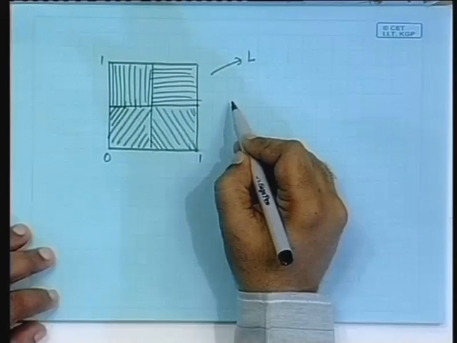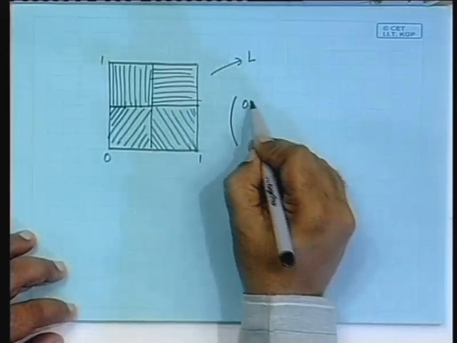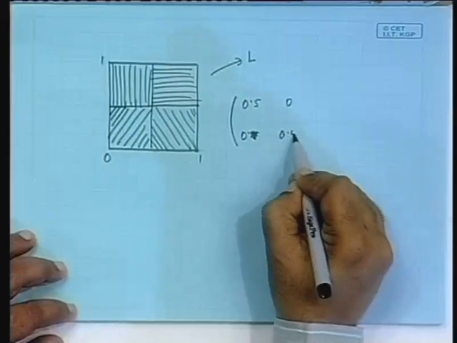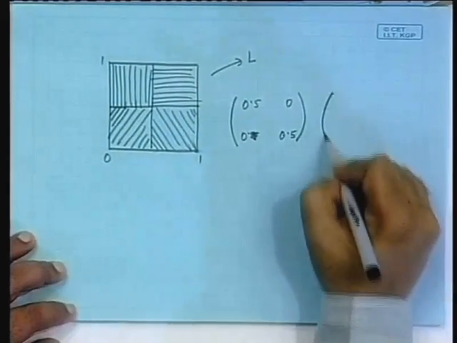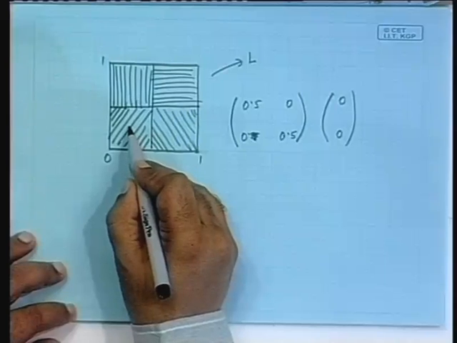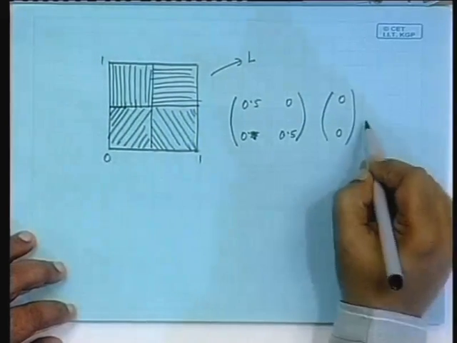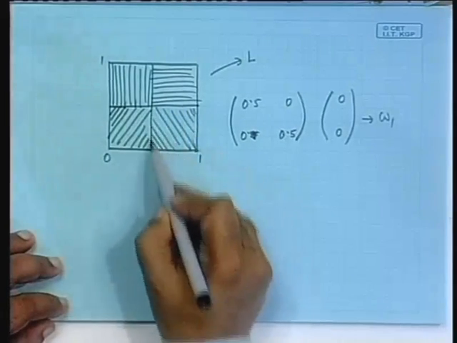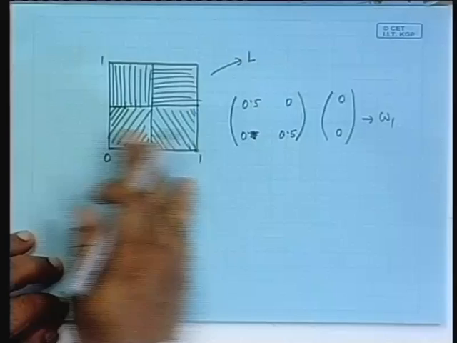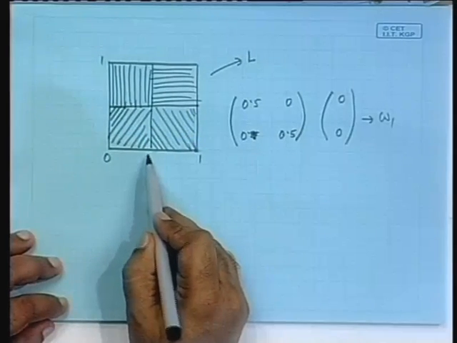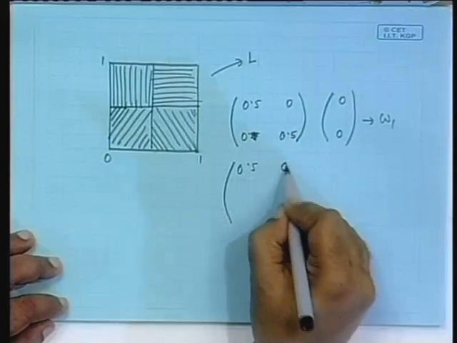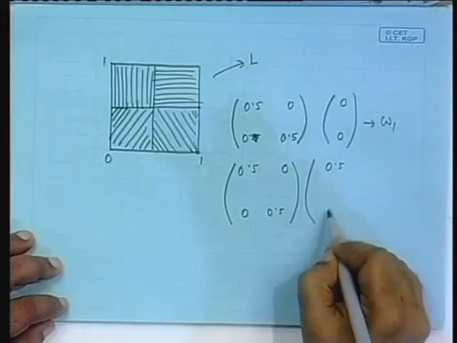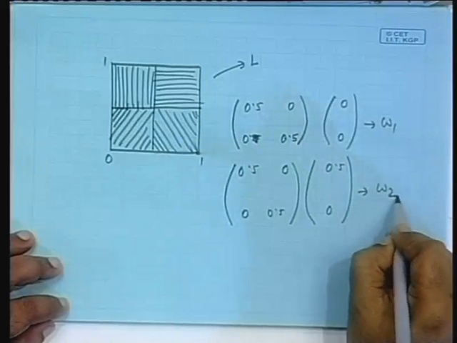Yes, 0.5. 0.5 0, sorry, and EF would be 0 0 for this one. So when you want to generate this one, it will be the same thing shifted by 0.5. So 0.5 0 0 0.5 shifted along the x axis, right.